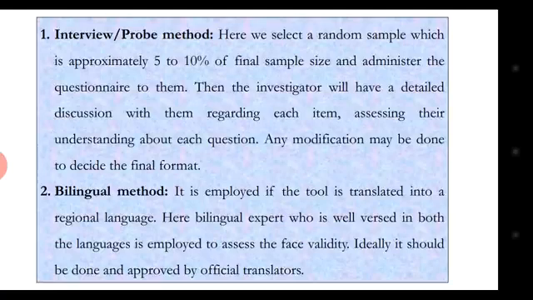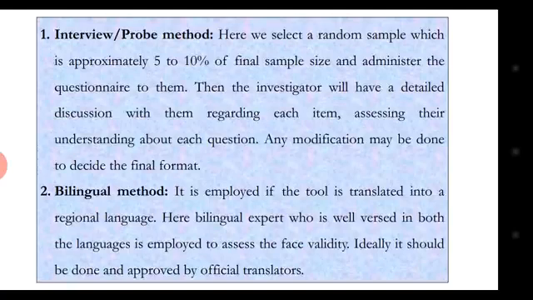And what is the bilingual method? When the items are translated into a regional language, you check the face validity in the same way. Even when the questions are changed into the regional language, do the questions still mean the same thing or not? You must be very cautious about this, because sometimes when you change it, the meaning gets changed. Sometimes you will come across this.